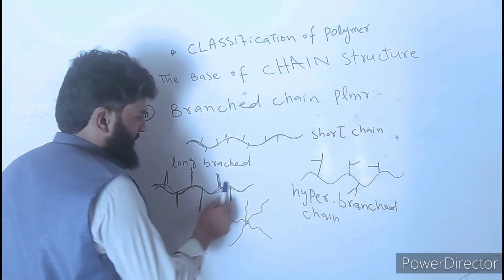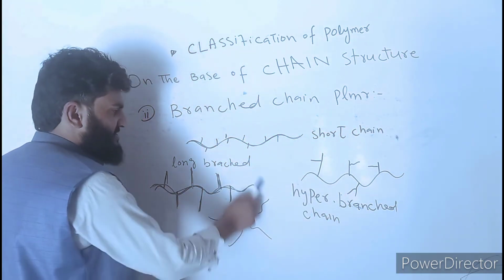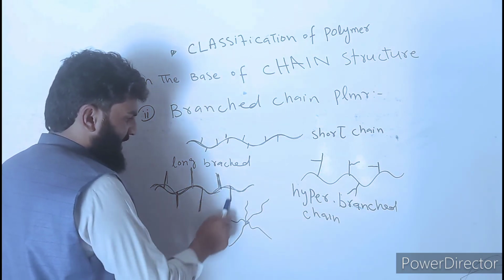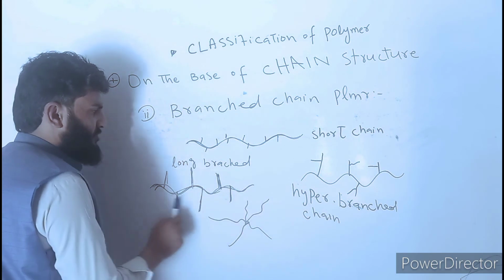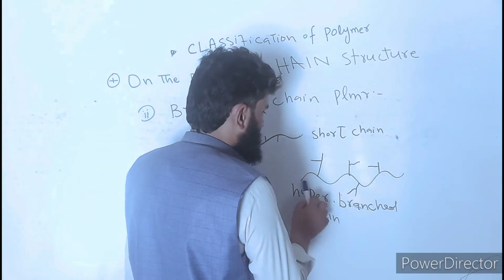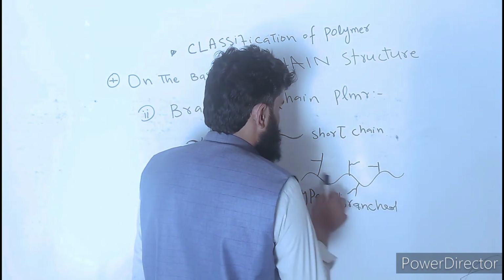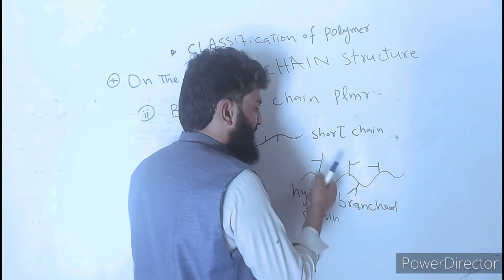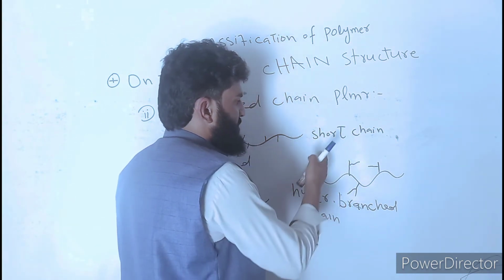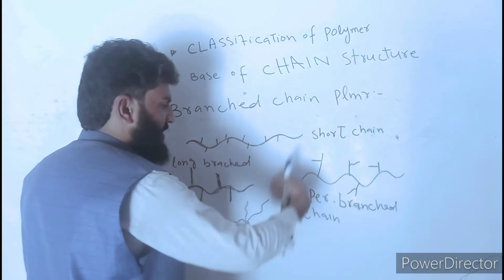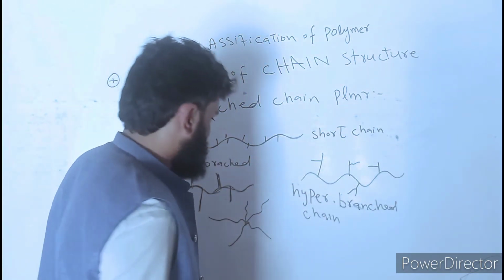This is another polymer which is branched in nature. Here the length of the branch is long. Such a polymer is known as long branched polymer. This is another type where this is the main skeleton and here are branches which have more branches, or which divide further into branches. Such branched polymers are known as hyper branched polymers.